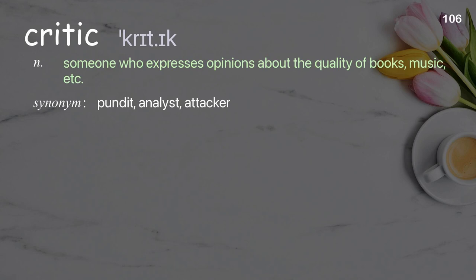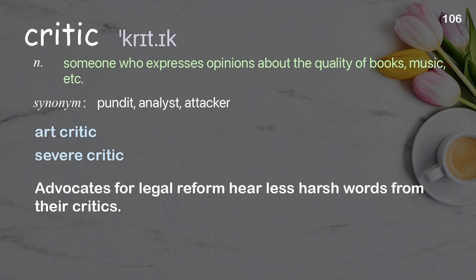Critic. Someone who expresses opinions about the quality of books, music, etc. Examples: art critic. Severe critic. Advocates for legal reform hear less harsh words from their critics.